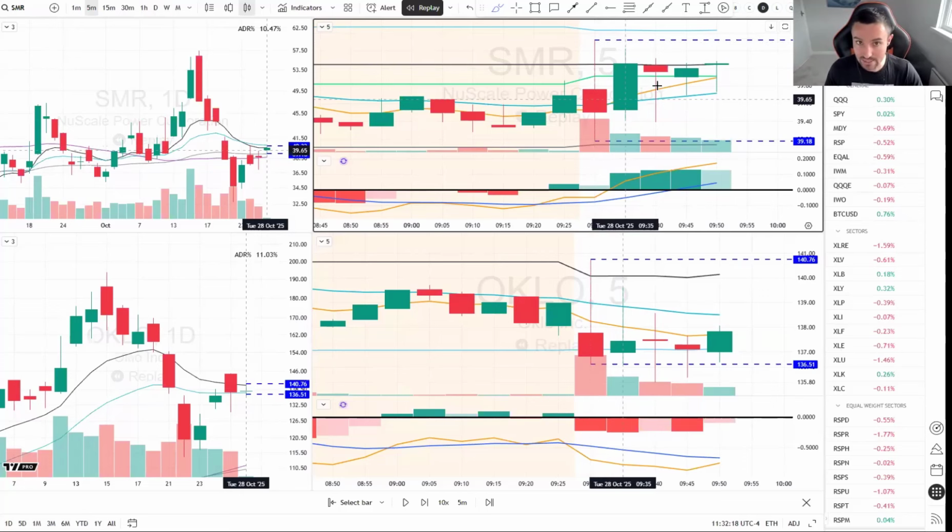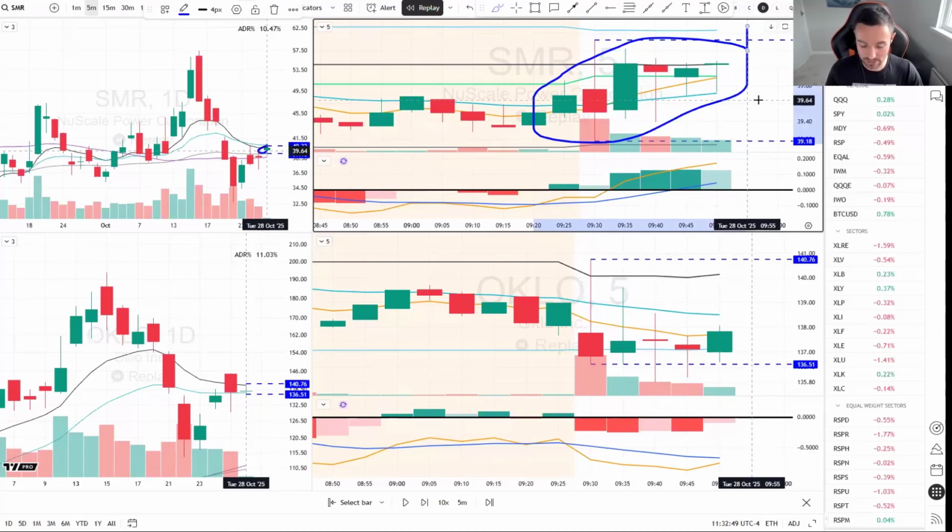MACD is not positive for Oklo. SMR is screaming, I'm stronger than Oklo. And as you will see, it's screaming, I'm stronger than the Qs. Now, SMR also likes an Immorello. It's one of my favorite Immorello stocks and ORB stocks, as is Oklo as well. They've been pretty good over the last 18 months, 2 years or so, okay? But this here is screaming strength.